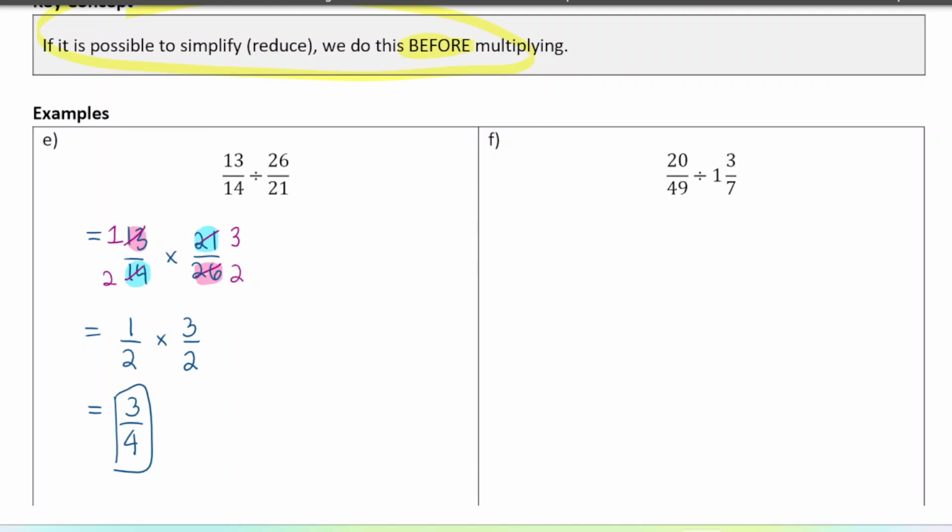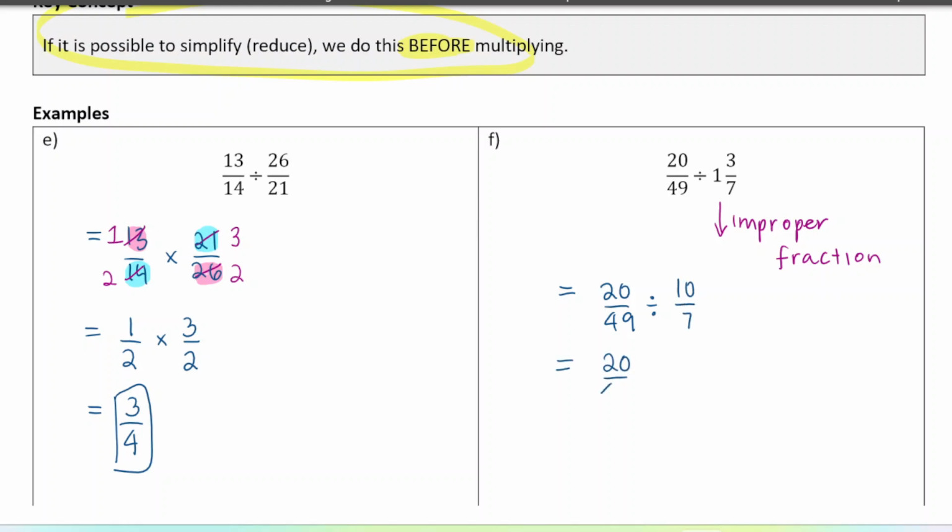Okay, let's try one more. You could pause the video here and try this one on your own first if you want. First thing we're going to do here is change this to an improper fraction. Oh, I totally spelled that wrong. Have too many letters there. Improper. Okay, there we go. Oh, actually, sorry, I'm first changing it to improper. So 1 times 7 plus 3, so 10 over 7.